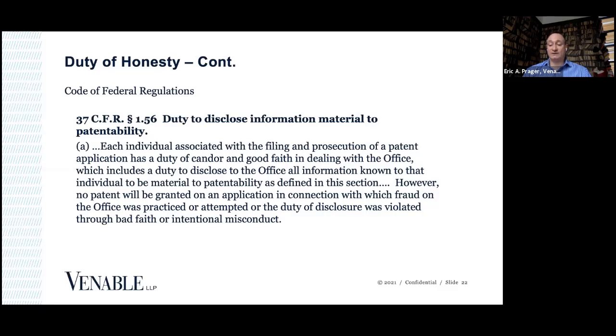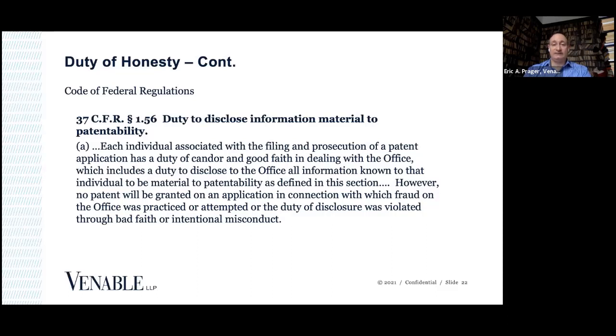However, no patent will be granted on an application in connection with which fraud on the office was practiced, or attempted, or the duty of disclosure was violated through bad faith or intentional misconduct. So what does that mean? Well, that's super important to transactional lawyers. This comes up in litigation all the time. There's hardly a patent infringement case that doesn't include some kind of allegation of a misrepresentation in prosecution and an allegation that the patent is invalid as a result. But what does that mean for transactional lawyers?